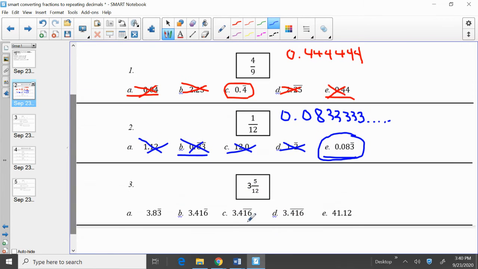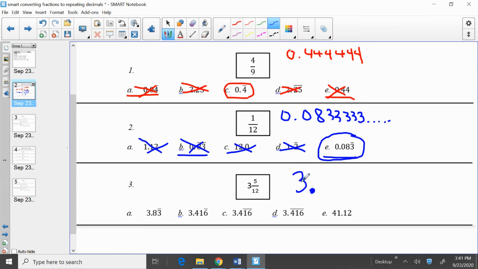All right, now I go down here. I have a mixed number, a whole number with a fraction attached, 3 5/12. So I know that my answer is going to be 3 point something. And I'm not even going to worry about putting the 3 in my calculator because I know the 3 is going to be there. So I'm just going to take the fraction part and divide it. 5 divided by 12. Okay, so keep in mind the 3 is going to be attached to the answer. So 5 divided by 12.